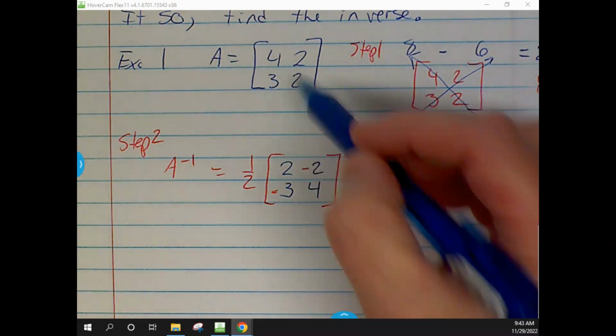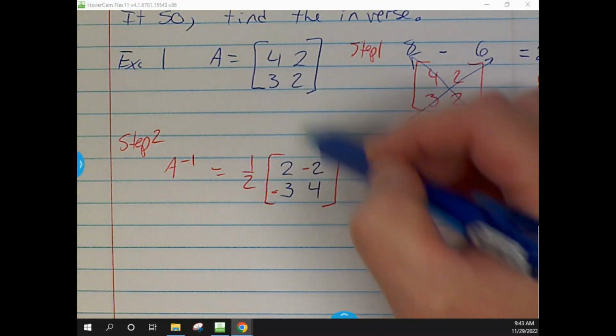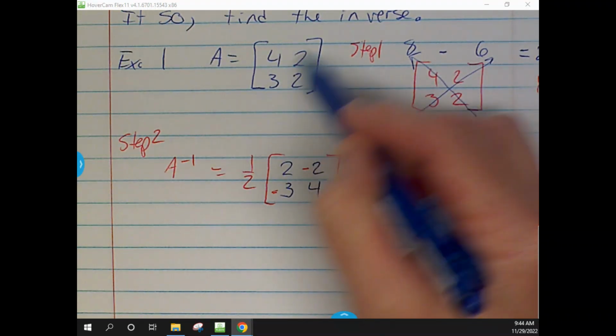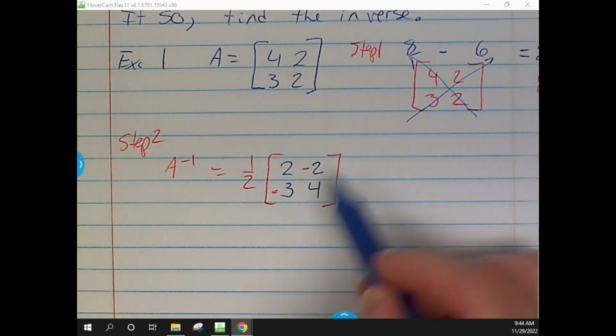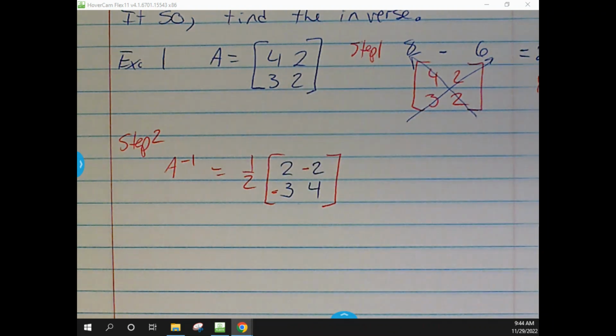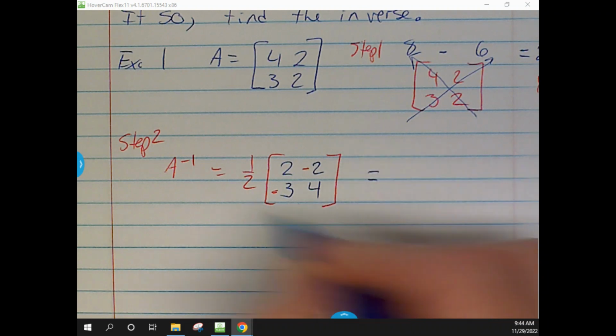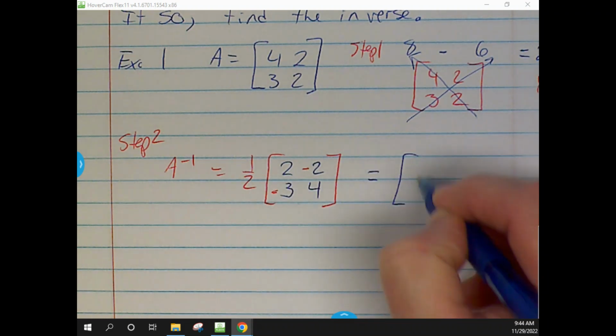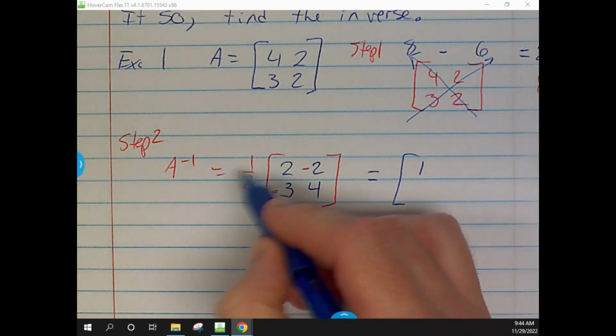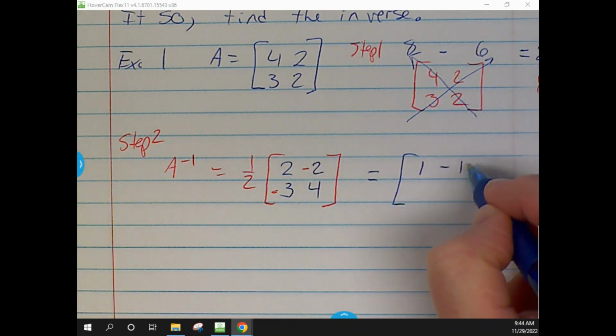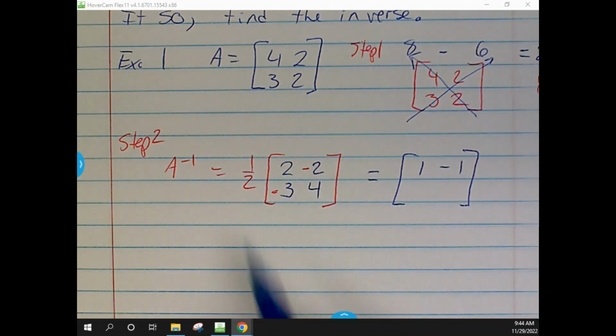So we switch these two numbers. Instead of 4, 2, now it's 2, 4. These two numbers stay the same, but you change the sign. If they're positive, you change them to negative. If they were negative, you change them to positive. And then from there, all you do is distributive property. So now it's a half times 2, which is 1. It's a half times negative 2, which is negative 1. It's a half of 3. Oh no, it's that fraction again.